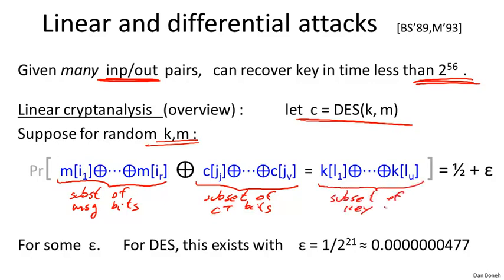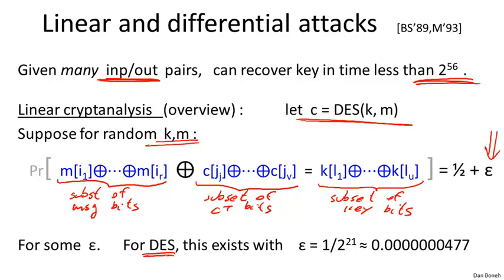Now, if the two were completely independent, which is what you'd like, you definitely don't want your message and your ciphertext to somehow predict your key bits, then this equality will hold with probability exactly 1/2. But suppose it so happens that there's a bias, and this holds with probability 1/2 plus epsilon for some small epsilon. It so happens that in fact for DES, there is such a relation.